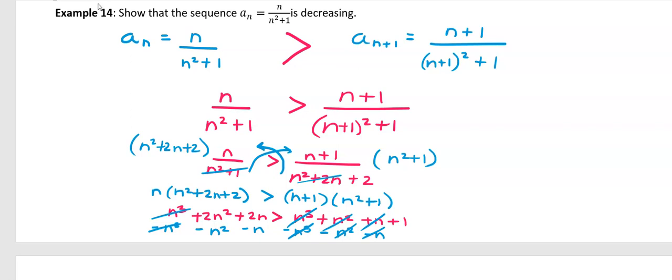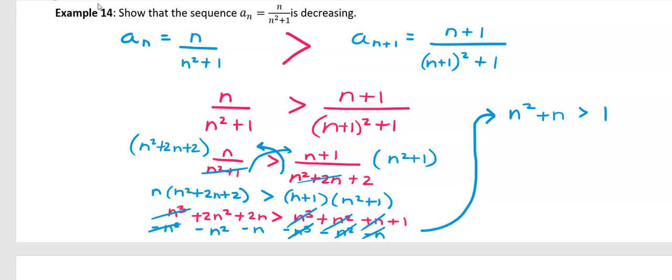Okay, we can also simplify this a little bit. So let me move this up here and then we'll simplify. So 2n squared minus n squared would just be n squared. 2n minus n is just plus n. And we're determining whether this is greater than what's remaining on the right-hand side, which is 1.